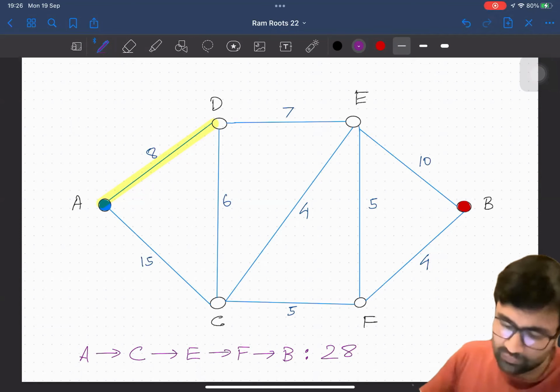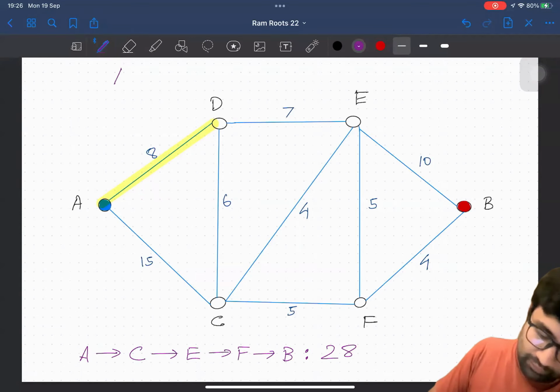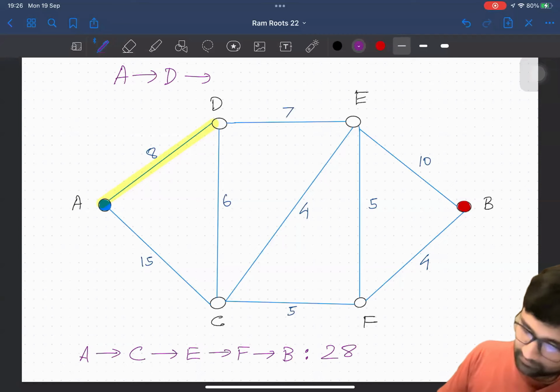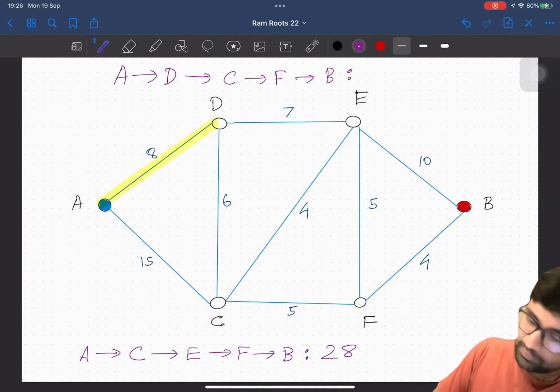And then we had this best suggestion, which was what? It was A to D, I think, right? Then A to D, D to C, and C to F, and then B. A to D, C, F and then B. And this took 23 minutes. Yes.